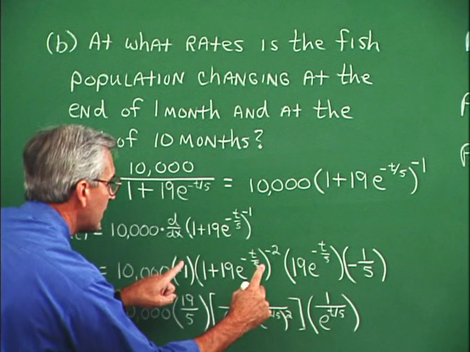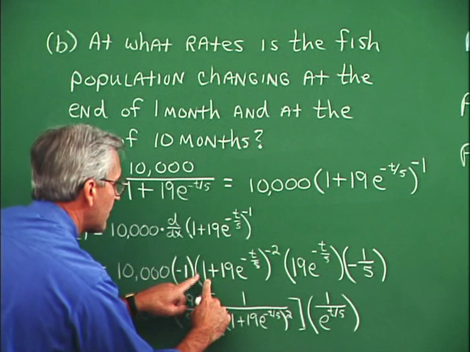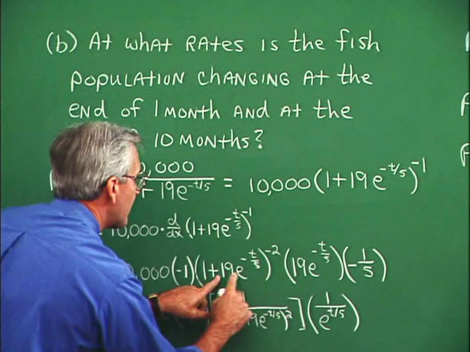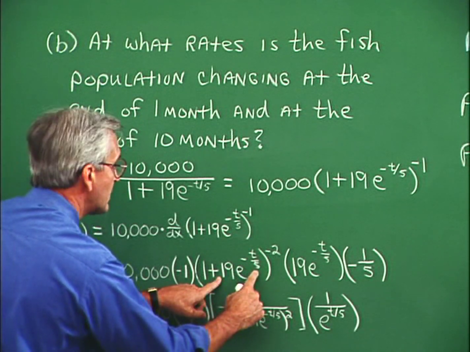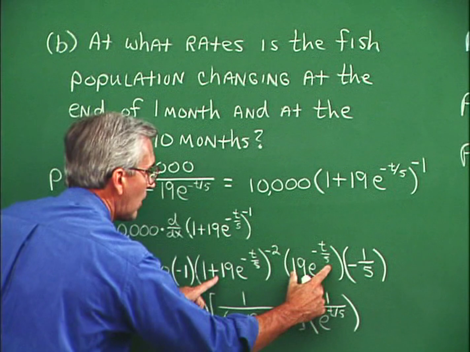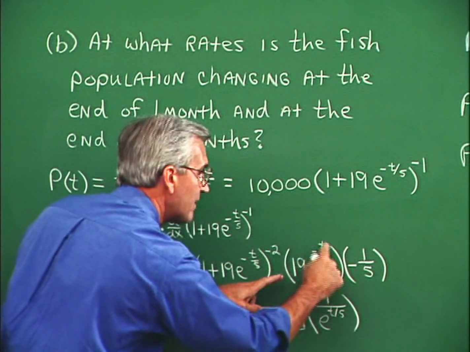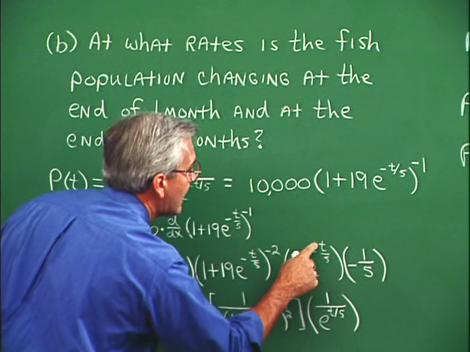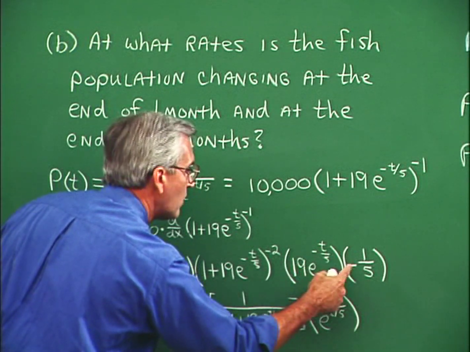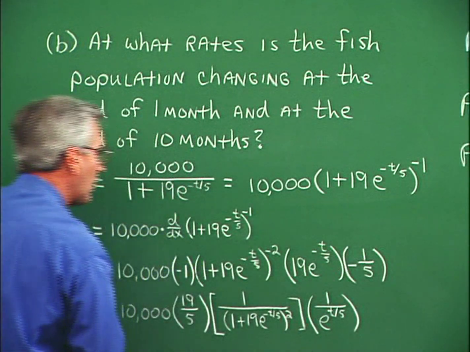Well, the derivative of 1 is out of here. The derivative of 19e to the negative t over 5 is 19e to the negative t over 5 times the derivative of the exponent. It's the e to the u idea, you see. And this is negative 1/5 t, so the derivative of that is negative 1/5.